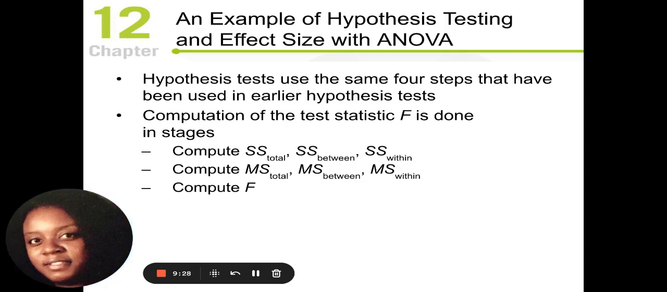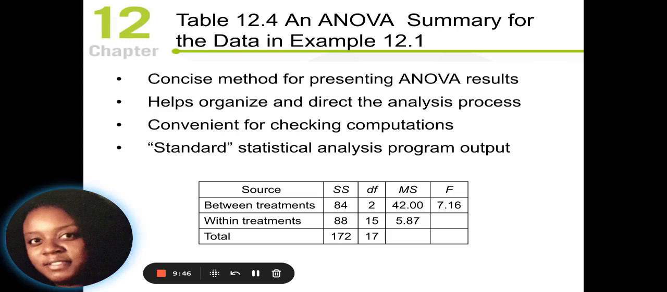Hypothesis tests use the same 4 steps that have been used in earlier hypothesis tests, and the computation of the test statistic, capital F, is done in stages, and those 3 stages are listed below. Having a concise method for presenting the ANOVA results is necessary because it helps organize and direct the analysis process. It's convenient for checking computations, and it's the standard format that statistical analysis programs use for output.